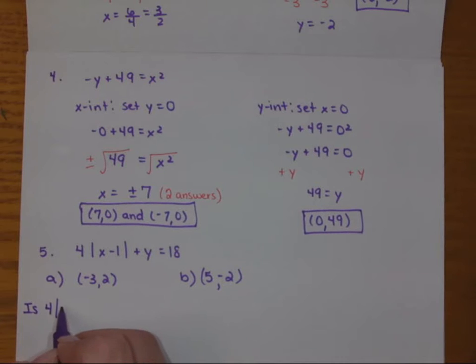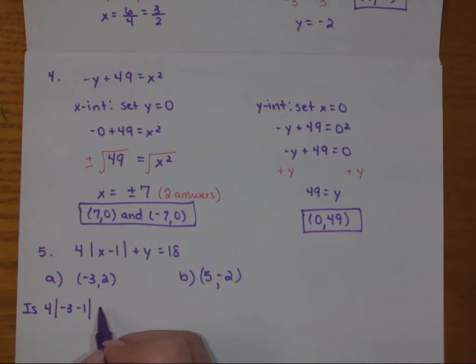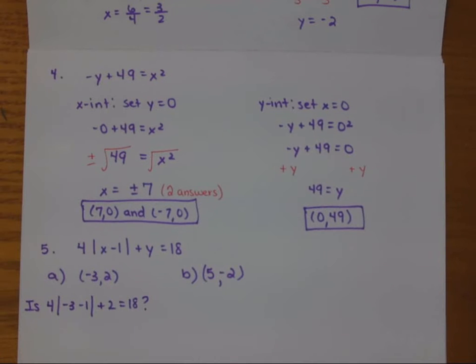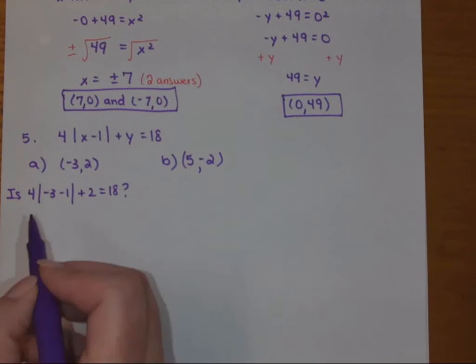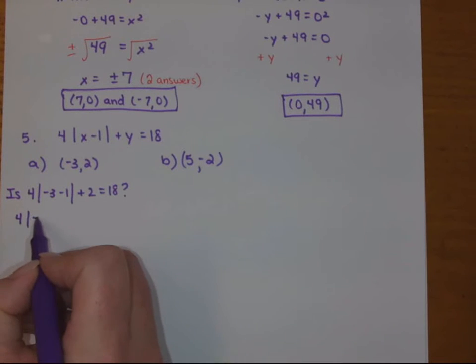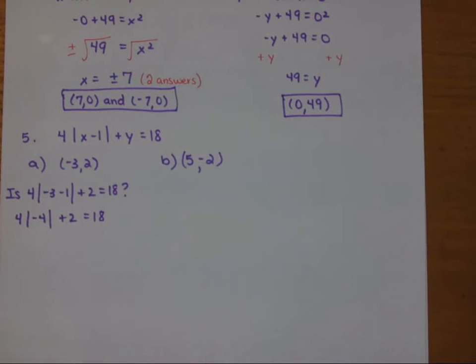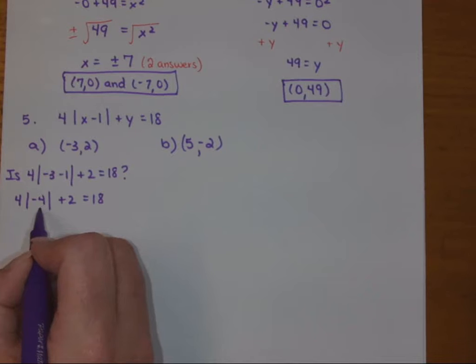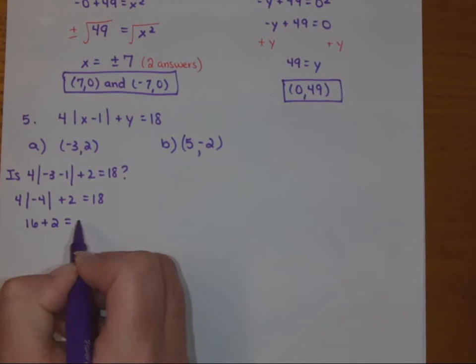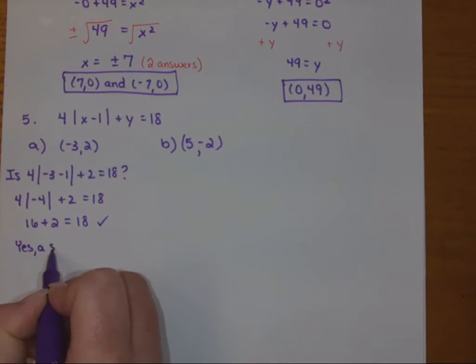4 times the absolute value of -3 minus 1, notice I plugged in my x value of -3, plus my y value of 2, equal to 18? I'm putting a question mark there because I don't actually know if it's true or not. That's actually what I'm trying to determine. So let's work it out. We need to figure out what the inside of that is. Consider the inside of an absolute value like parentheses. So this would be a positive 4, so this is going to be 4 times positive 4, or 16, plus 2 is 18. Okay, so notice this checks out, which means yes, it's a solution.